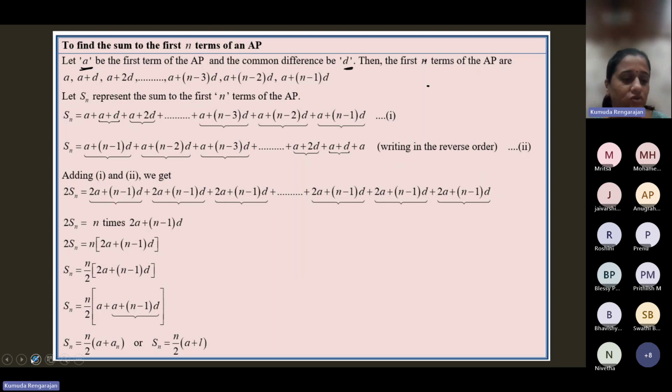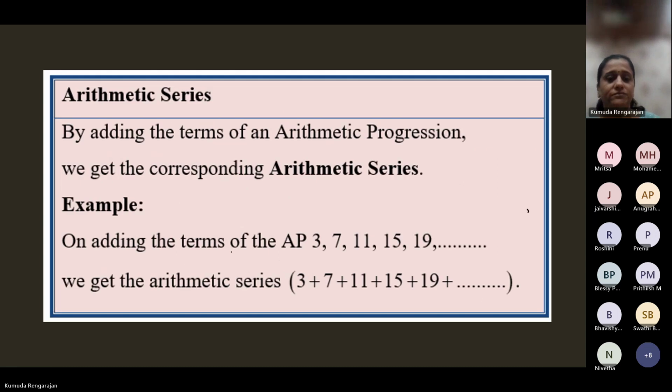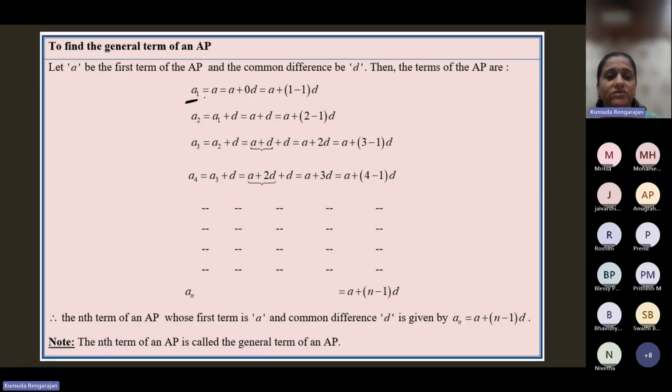So you start like this. You should say, let A be the first term and D be the common difference. Generate the n terms. You want to find the sum of the first n terms, right? So first generate the terms. Then the first n terms of the AP are A, A plus D, A plus 2D. This we already understood, we saw this earlier. First term is A. Second term is A plus D. The third term is A plus 2D. Fourth term is A plus 3D.